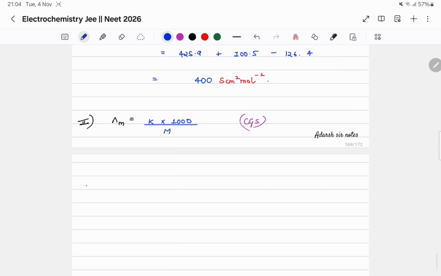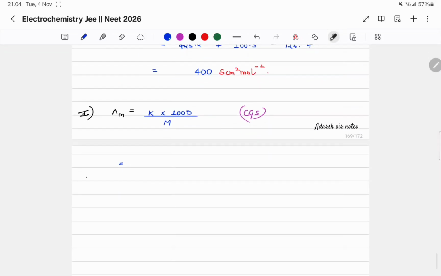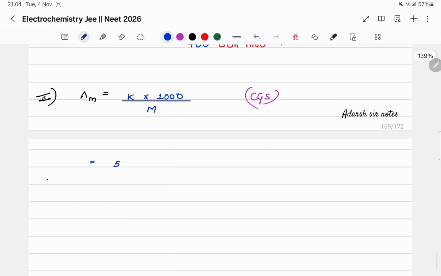Now I will put the values. How much kappa value are they giving? Kappa value is 5 into 10 to the power minus 5. And what is the molarity? 0.001. So let's put the values and check how much answer we are getting. So when I put, I get 5 into 10 to the power minus 5, unit Siemens centimeter inverse. That is the first information they have given. Multiply by 1000, so 10 to the power 3.